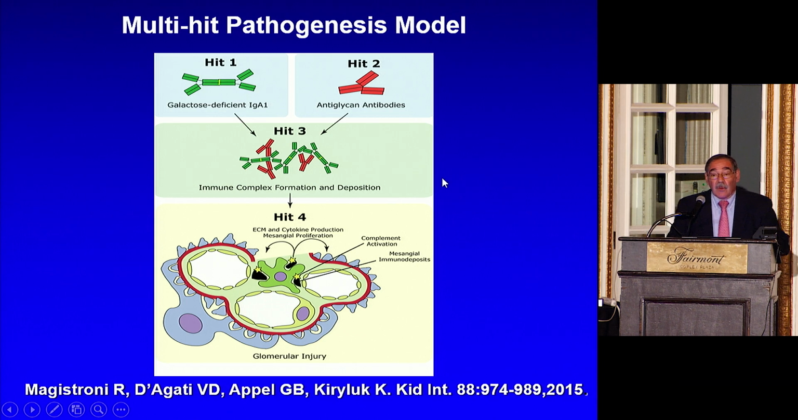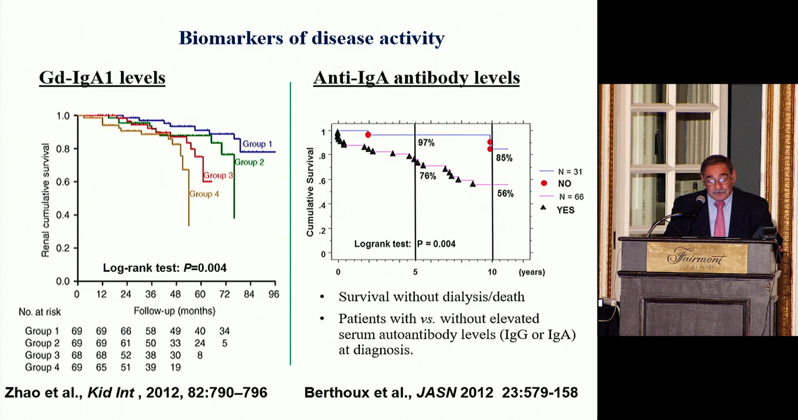Now, you can say, why don't the family members get this if they have the abnormal molecule? Well, it takes something to trigger this. Something is triggering the production of the antibody. Maybe a virus, maybe something is triggering this that leads to production of the immune complexes, and most of the family members will never get the disease, but they have the abnormal molecule.